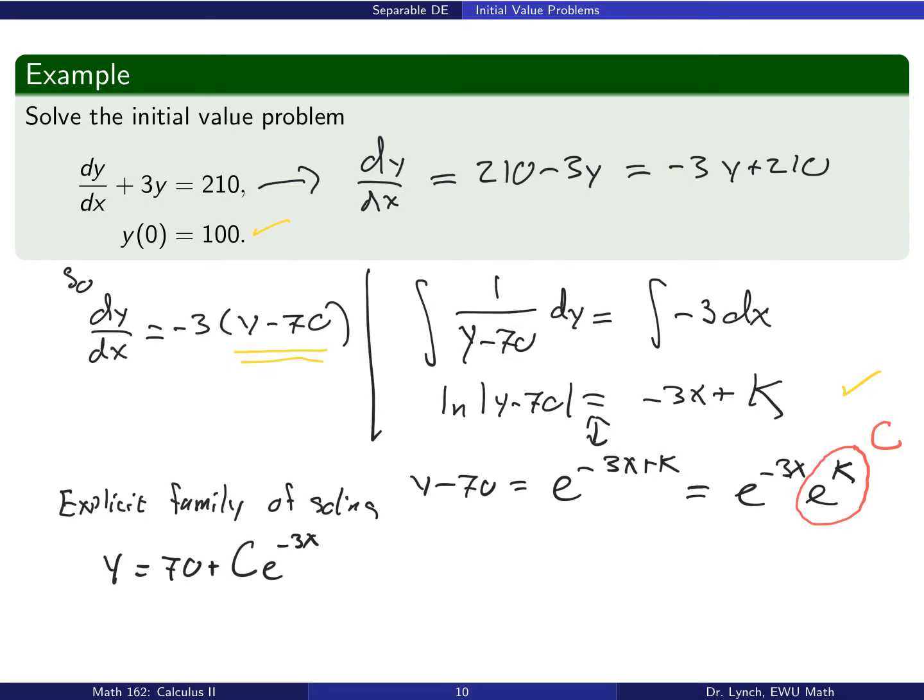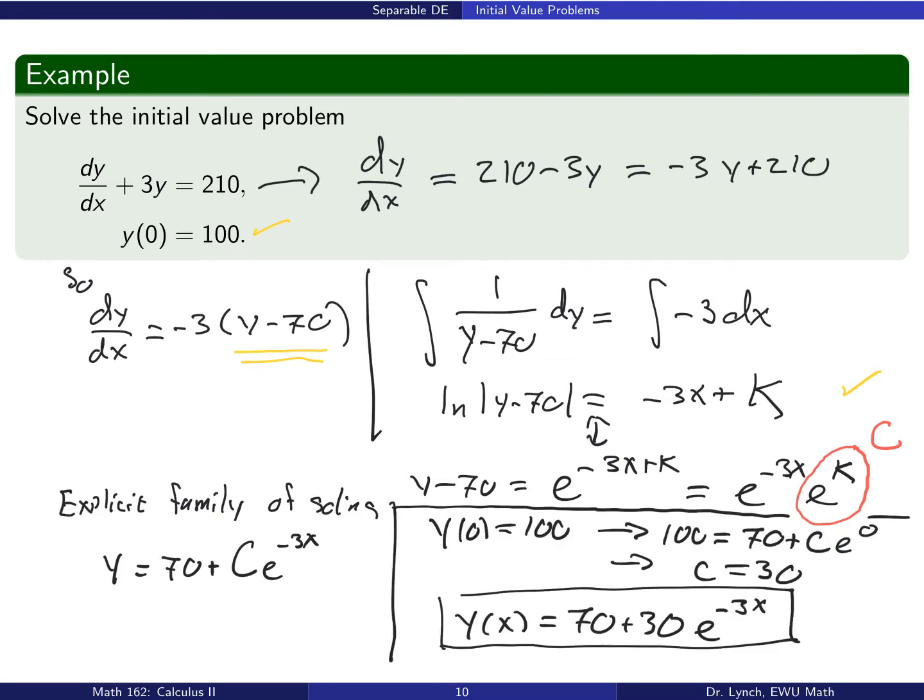Now, in order to satisfy our initial condition, all we need is for y to be 100 when x is equal to 0, and we can see that c equals 70 does the trick. Sorry, c equals 30 does the trick. So here's that computation ensuring that we satisfy the initial condition. 100 equals 70 plus c times e to the 0. And again, this tells us that c equals 30, giving us our solution to the initial value problem. y of x is 70 plus 30 times e to the minus 3x.